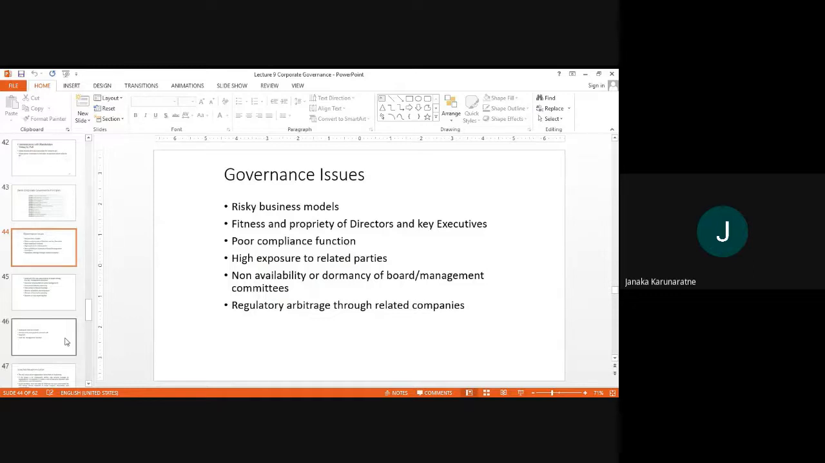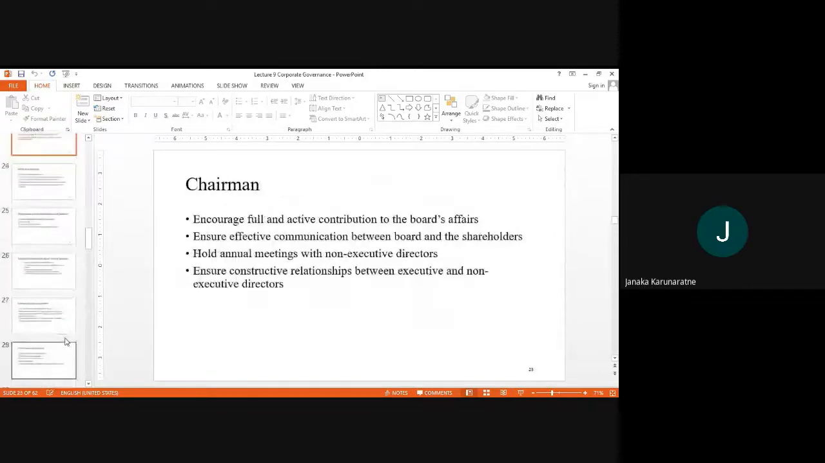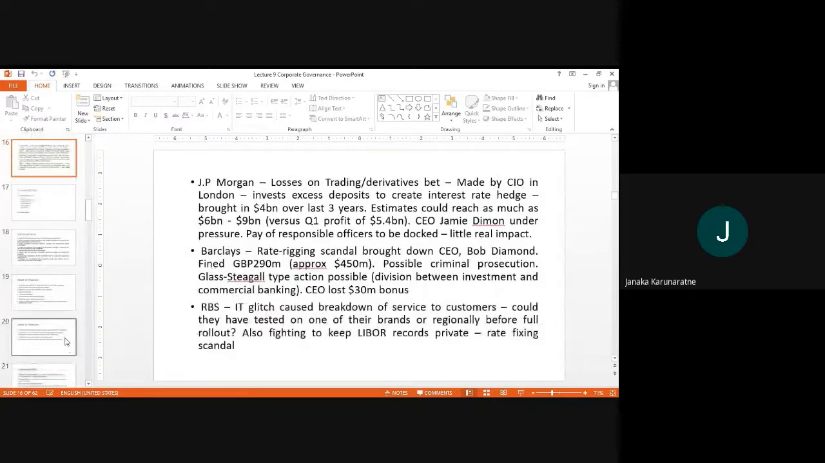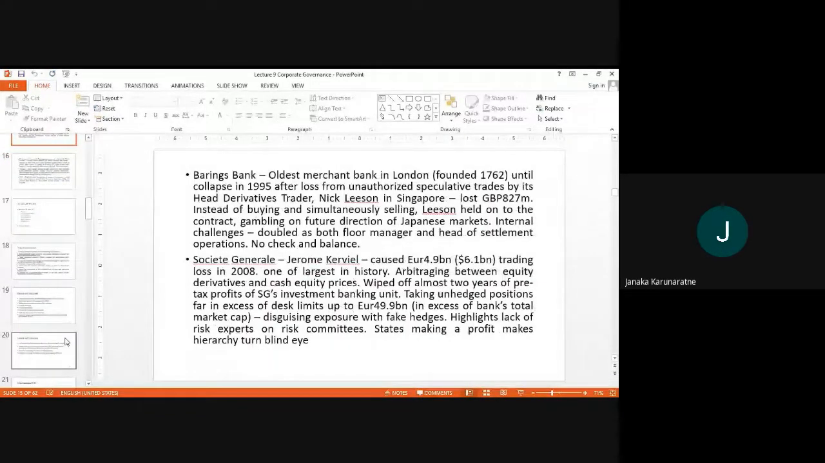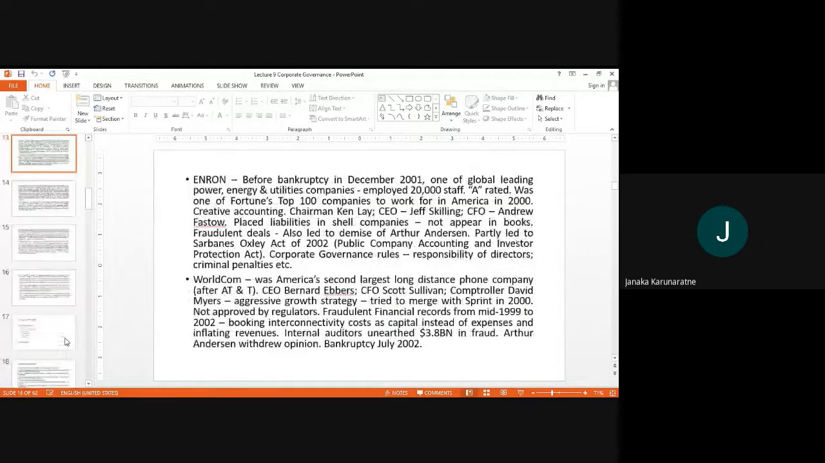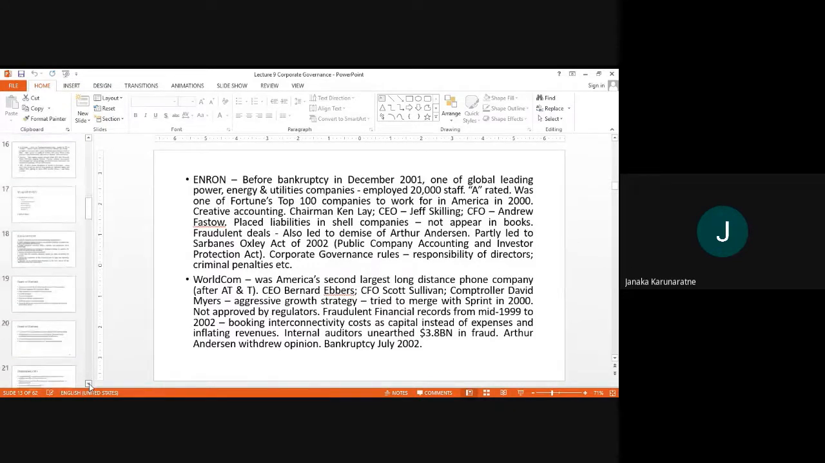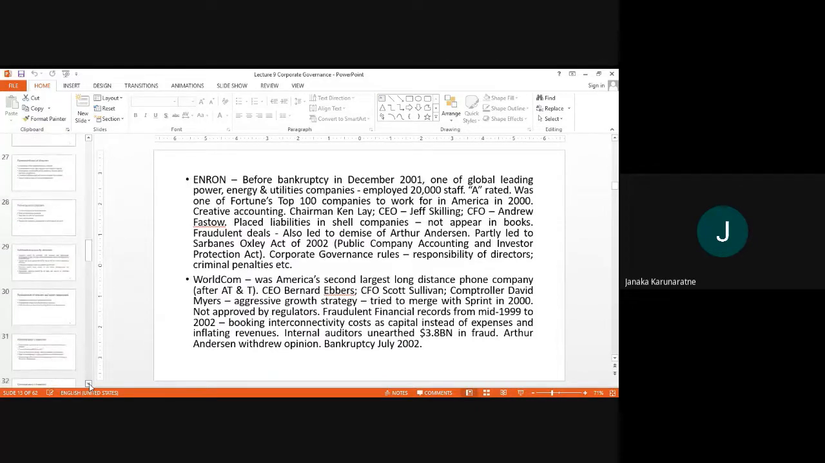Risky business model. If you look at one case we identified, it highlighted excessive growth. If you look at WorldCom, the comptroller David Myers, aggressive growth strategy, tried to merge with Sprint in 2000, which itself is an indication that a high growth strategy has led to some problems. Okay, so that's the risky business model. I mean, not the excessive growth. The model is risky. That's very important.